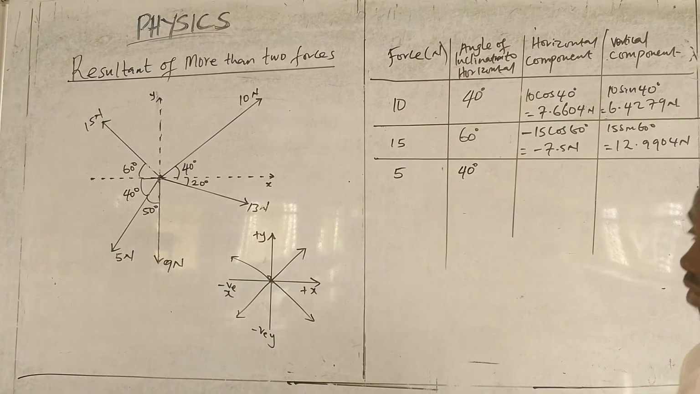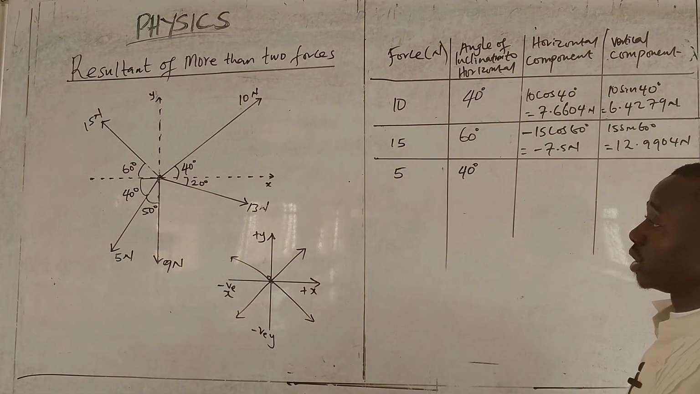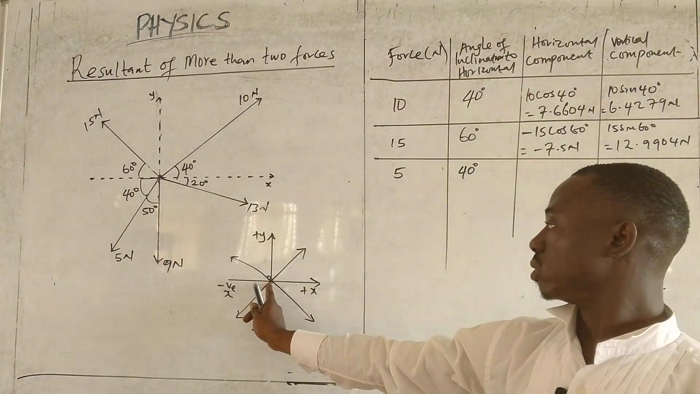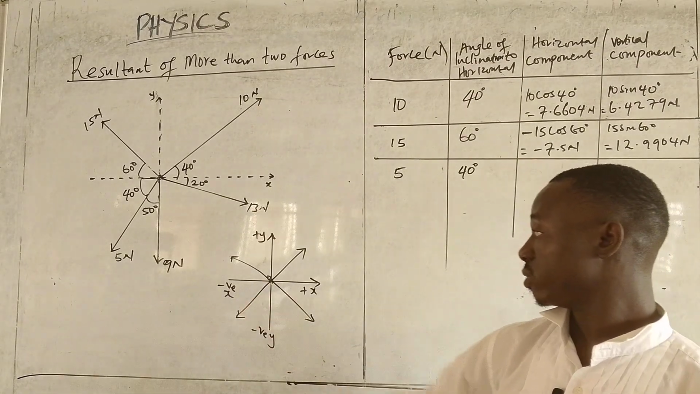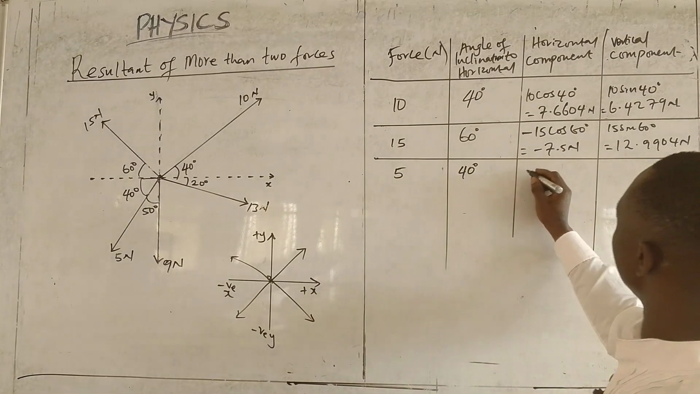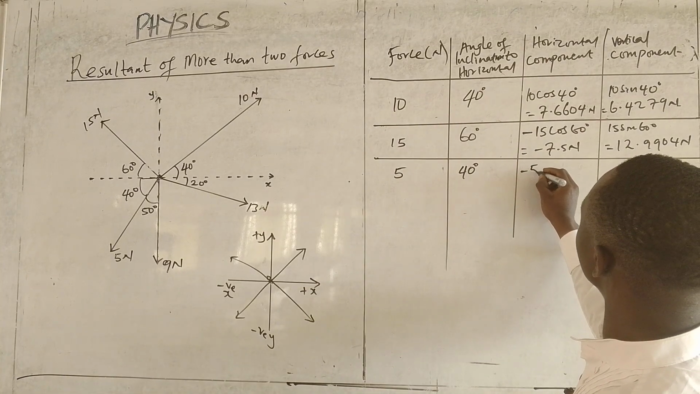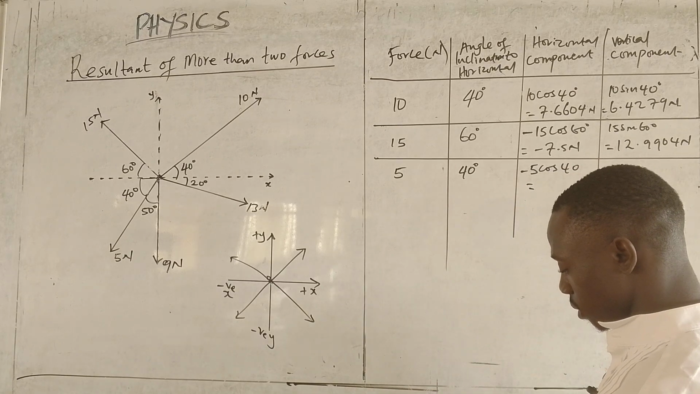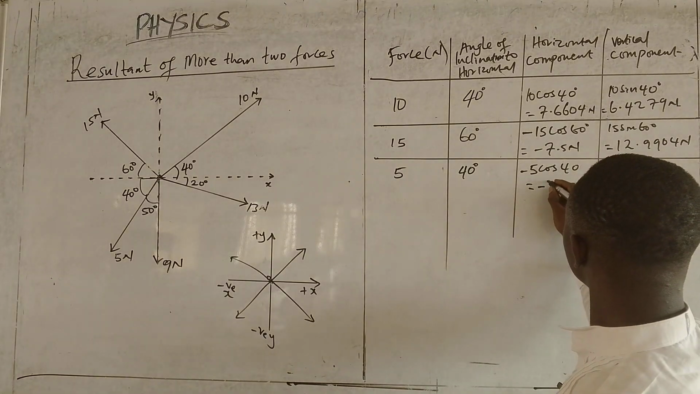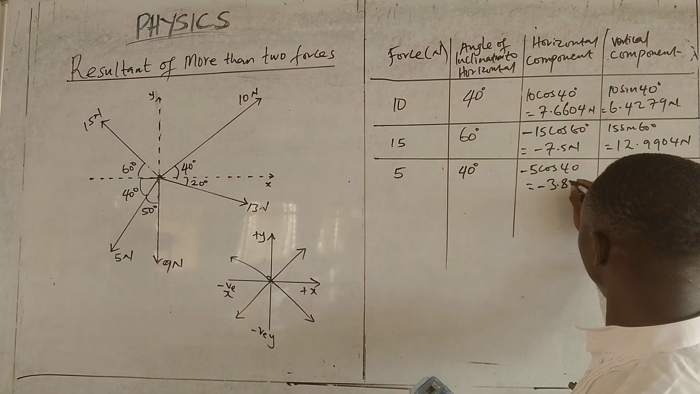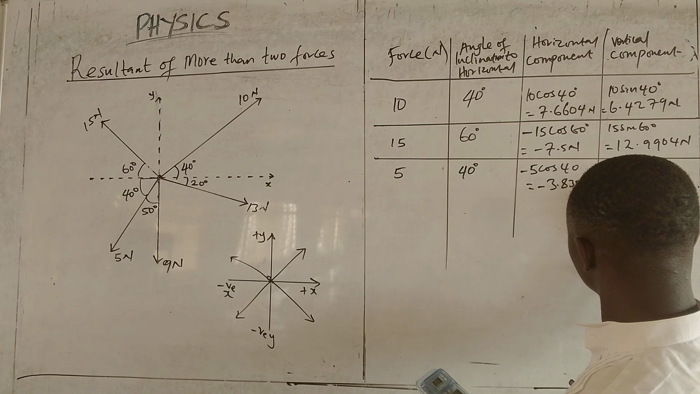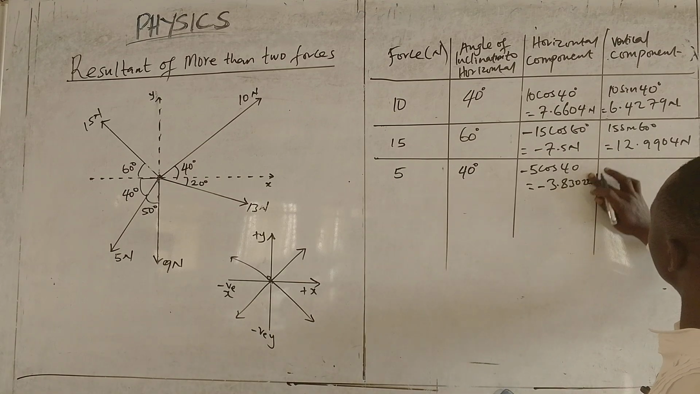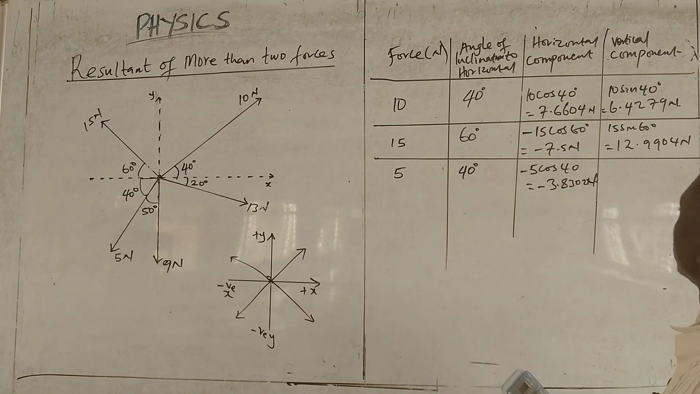Now we have to decide, do we have positive or negative horizontal? Now this force is going towards the left. So anything in this direction, you can see now, is negative X. So that's going to be minus 5 cos 40. That's minus 3.83022 Newton. Or let me use 4 decimal place, please.